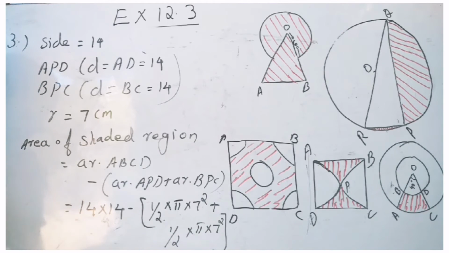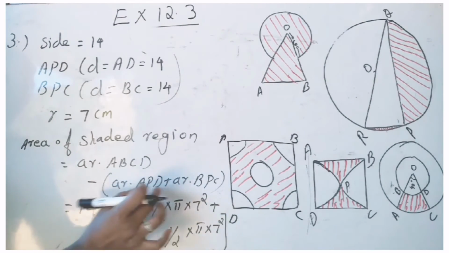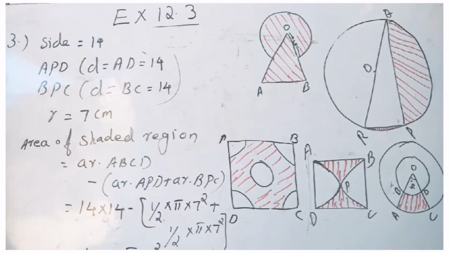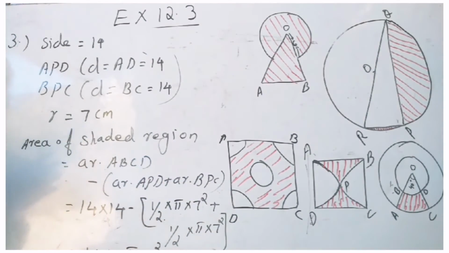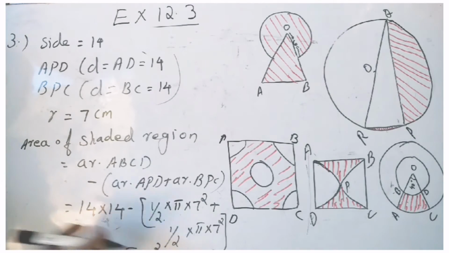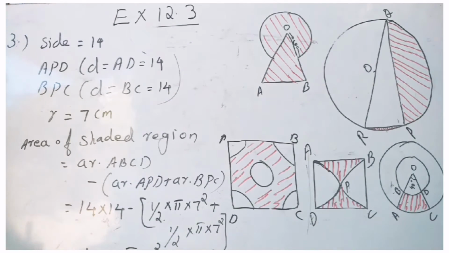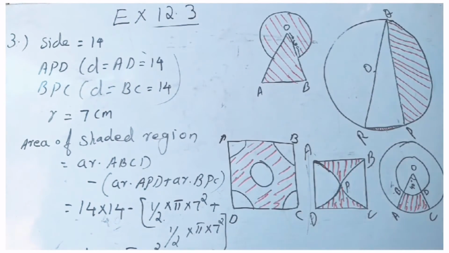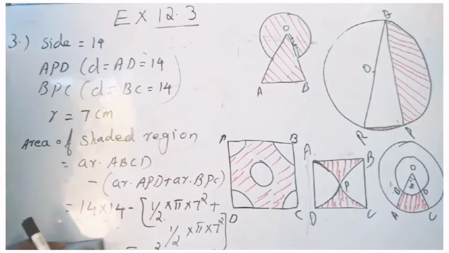This 14 into 14 we will get as 196 minus. This we can consider as pi into 7 square, right? We have two semicircles of the same radius. That means two semicircles together will give a circle of radius 7 centimeter, that is pi into 7 square. And that answer you will get as 42 centimeter square.